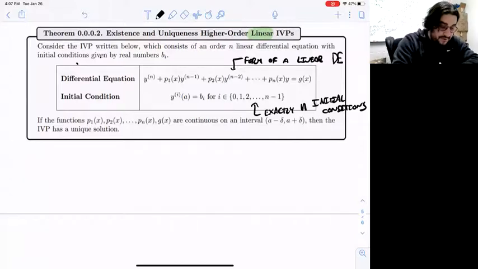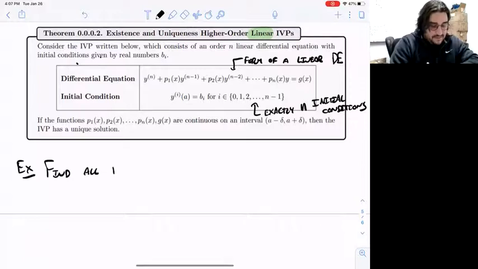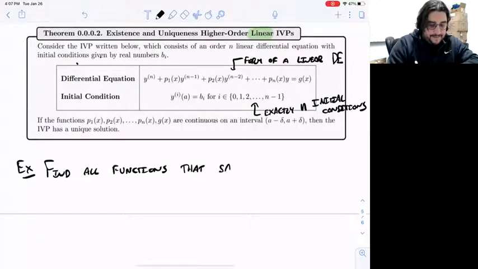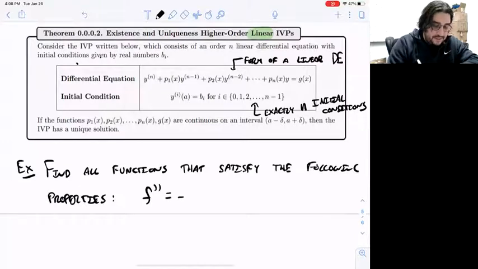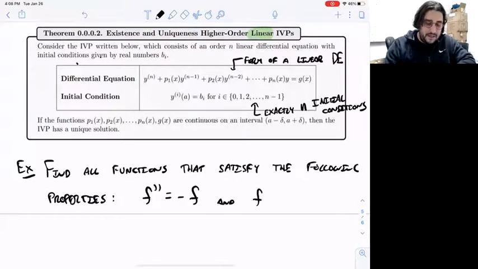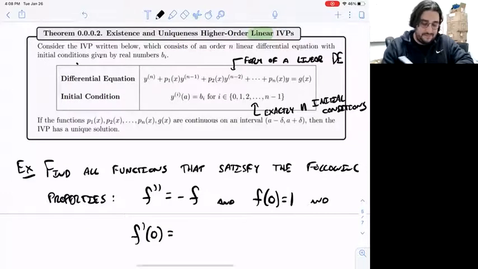So let's do an example here, right? So let's find all functions that satisfy the following property. So let's say I want the function to equal the negative of its own second derivative, and I want f of 0 to be 1, and I want f prime of 0 to be 0.